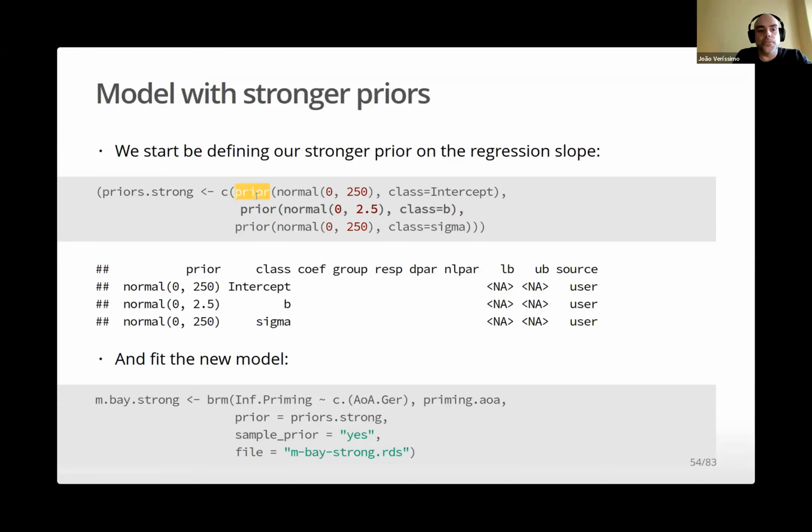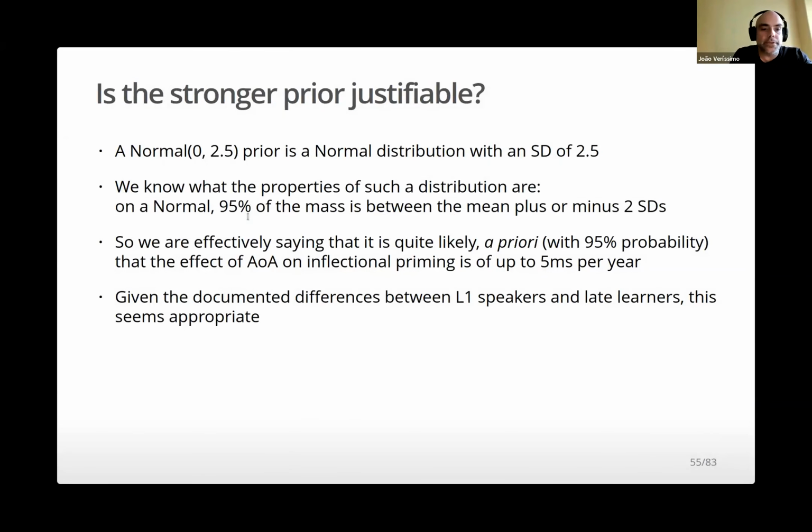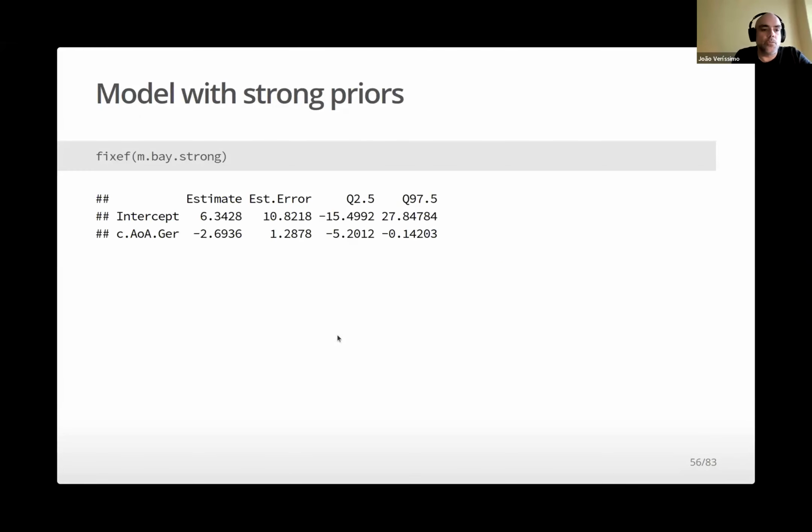What I'm going to do here is use this function prior to say, look, with regards to regression slopes, I actually have a strong prior that has a mean of zero and a standard deviation of 2.5. I'm doing that because I know how normal distributions work. If I say that, I'm basically saying there's 95% probability that the effect for 1 year of AOA is 5 milliseconds to minus 5 milliseconds. And that seems much more constrained given what I know in terms of the documented differences that exist between L1 speakers and late learners. And so in advance, I already had this knowledge and I'm now bringing this into my model. I fit my model with this stronger prior.